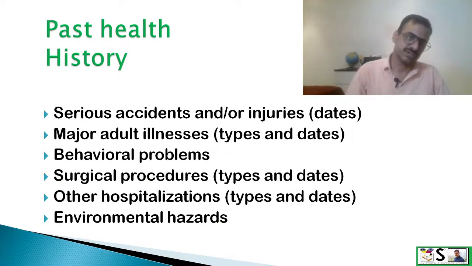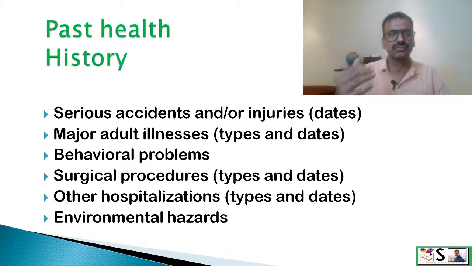Serious accidents or injuries. If these were present, then write the date. Major adulthood illness, type and date, same we will write. Then any behavioral problem that the client was facing, any surgical procedure done on the client, type and date. Hospitalizations, previous hospitalization, type and date, why he or she was hospitalized, and environmental hazards in the house or in the area where the client is living.